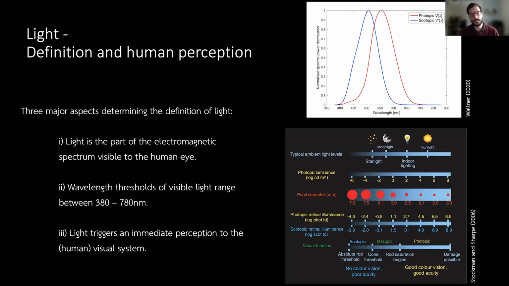And the last thing, and this is maybe the most important thing, is that light triggers an immediate perception in the visual system, not only for humans but for animals, for example, and for the environment too. This is what we are going to discuss today. But talking about visible light, of course, we are only talking about the human visual system. In the top right plot, you can see two curves. These two curves are very important if we talk about the human visual system, because these are, in fact, the sensitivities of the human eye.